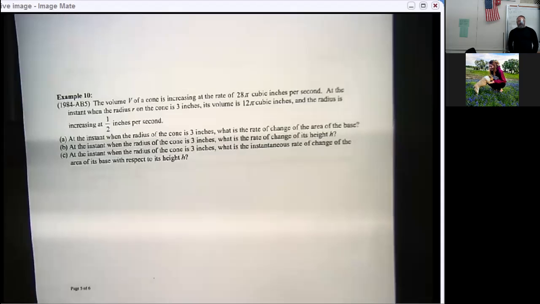What do you think that stands for? 1984, the year 1984, AB 5. This is a released AP test question from 1984. It was question number 5 off of that test.